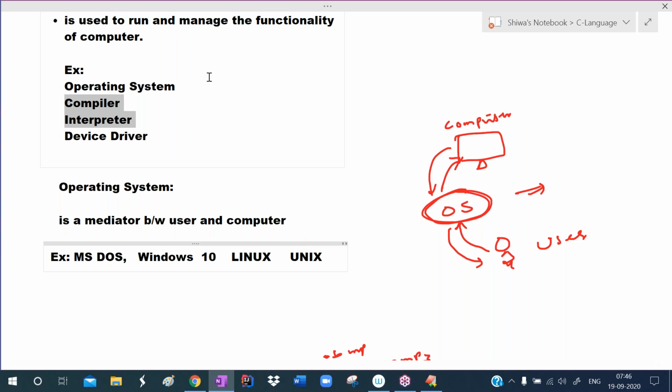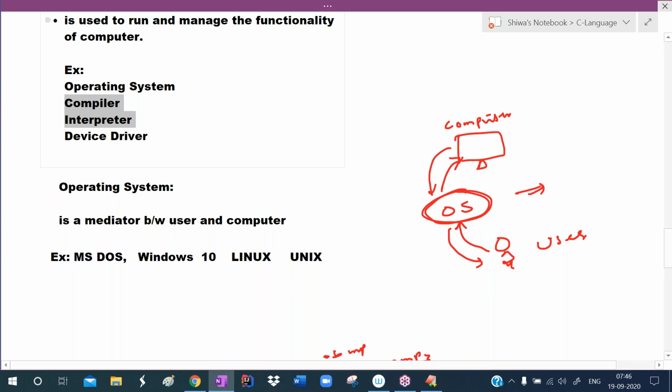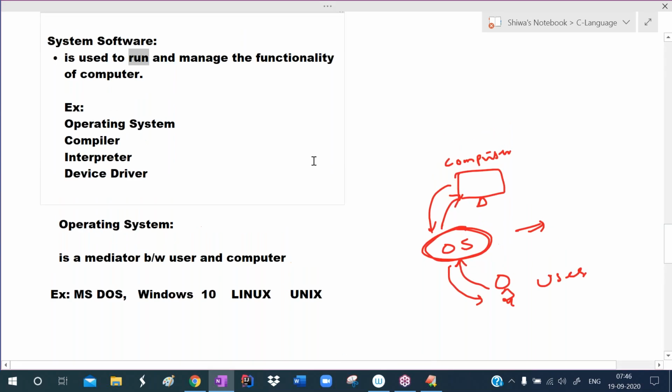Okay, so these are used to run the computer. If compilers and interpreters are not there, what happens? We cannot understand computer language, and the computer cannot understand our language. Communication problem will occur. So compiler and interpreter are used to run the computer and manage its functionality. The software that is compulsory to run the computer comes under system software. So operating system, compiler, interpreter come under system software.